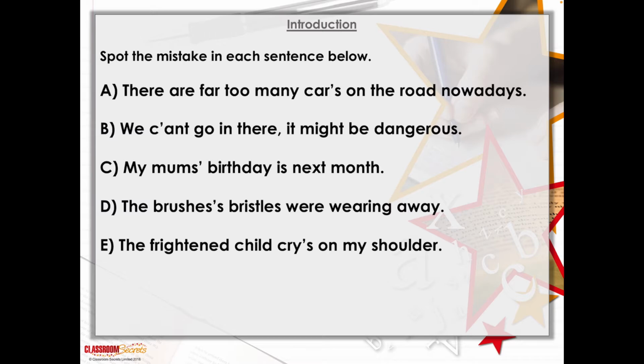On D, the brush's bristles were wearing away. Now again, we're talking about one particular brush here and that its bristles are wearing away. So for that, the bristles do belong to the brush, so we do want a possessive apostrophe, but we just need to be spelling that word differently because it should be brush apostrophe S. And then on question E, the frightened child cries on my shoulder. And that's the wrong spelling for cry, cries in this sentence. It should be spelled C-R-I-E-S.